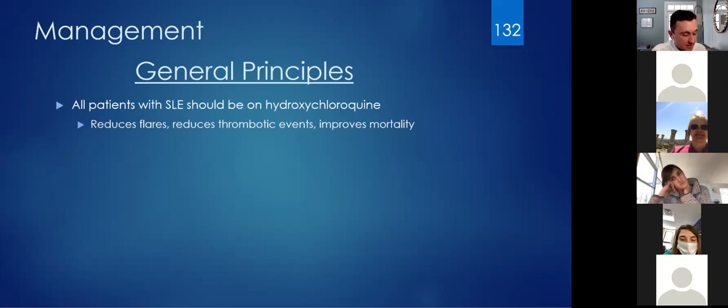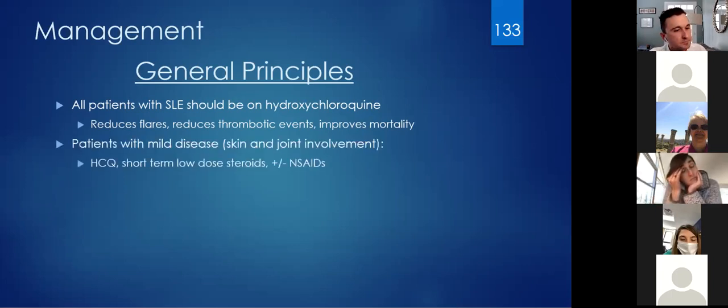I wouldn't have had second thought to say this if this was 2019, but it's a little ironic in 2020. But if you've got lupus, you need to be on HCQ, okay? It reduces flares, it reduces thrombotic events, and it improves mortality. And then when it comes to tackling other types of patients, it really comes down to, as I said, how severe the disease is.